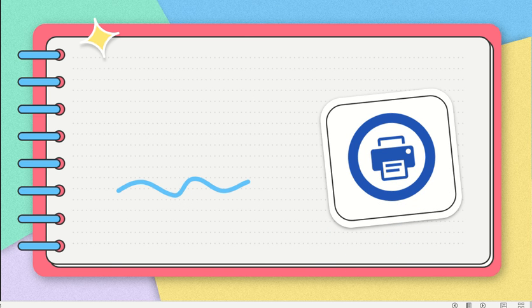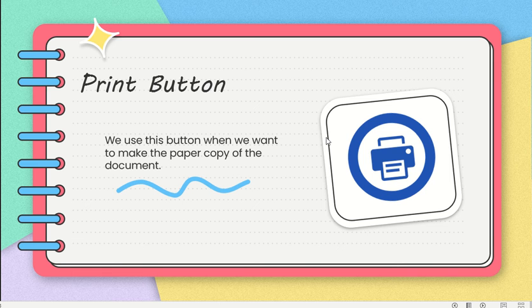So what is this? Something is coming out in the form of paper. Is it? Yes, it's a print button. We use this button when we want to make a paper copy of the document. Okay, now before getting into this topic's practical example, let me clear up one thing: there are two ways to save a file. The one is print and the second is save.